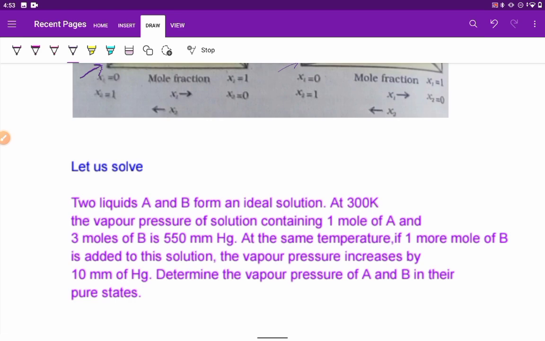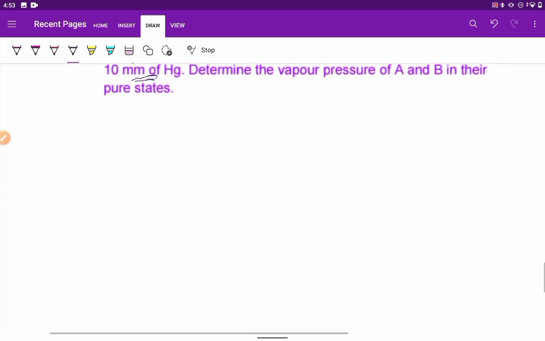Now the question is, two liquids A and B form an ideal solution. At 300 K, the vapor pressure of a solution containing 1 mole of A and 3 moles of B is 550 mm mercury. At the same temperature, if 1 more mole of B is added to the solution, means A remains 1 mole only, but B we are adding 1 mole again, so it will become 4 moles now, the vapor pressure increases by 10 mm mercury. We have to determine the vapor pressure of A and B in their pure states. So let us solve.